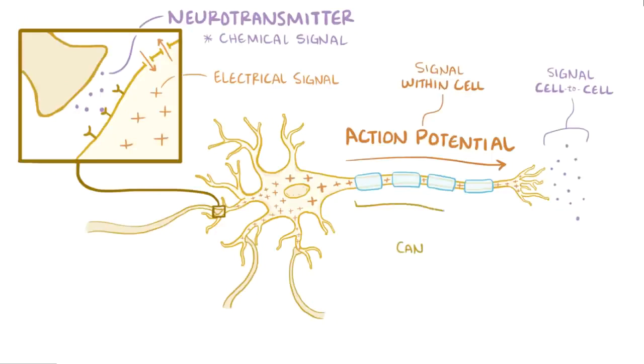Some of these neurons can be very long, especially ones that go from the spinal cord to the toes, so the movement of this electrical signal within the cell is super important.